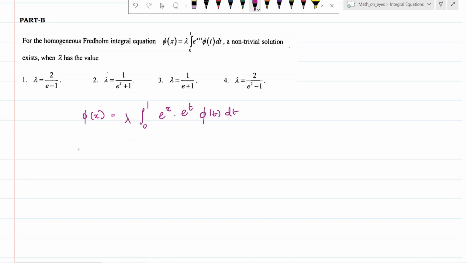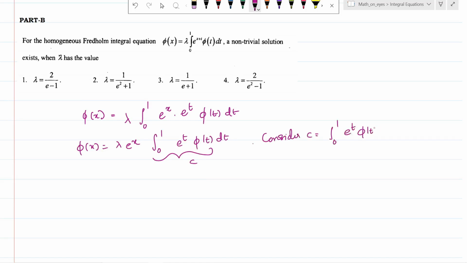Take out e power x: phi of x is equal to lambda e power x times the integral from 0 to 1 of e to the power t phi of t dt. Take this part to be c. So consider c is equal to the integral from 0 to 1 of e to the power t phi of t dt. So we will have phi of x is equal to lambda e power x into c. Now put c is equal to the integral from 0 to 1 of e to the power t phi of t dt, and instead of phi of t, you just substitute this equation.